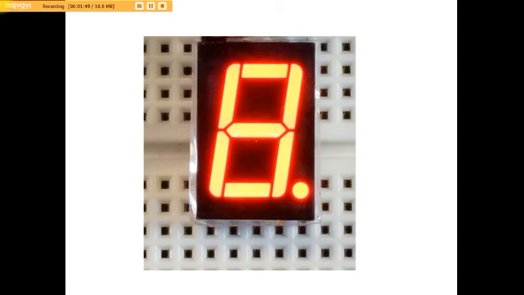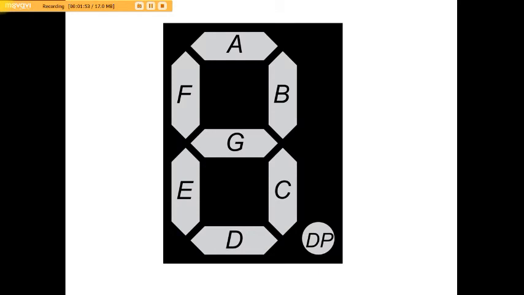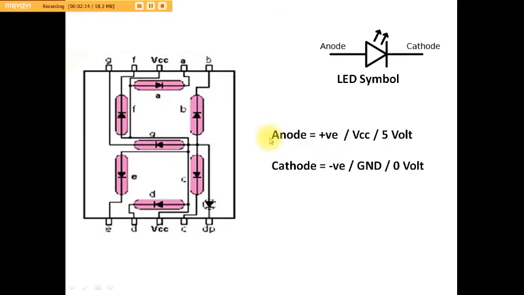It may be green, blue, yellow or red. The standard labeling of the 7-segment display is shown here in the figure. This top LED is denoted as A, this is B, C, D, E, F and G. This is basically the standard labeling. Here we also use this labeling in our program.